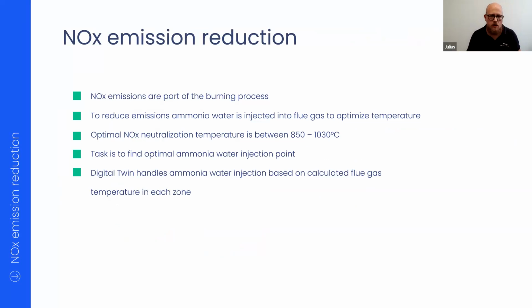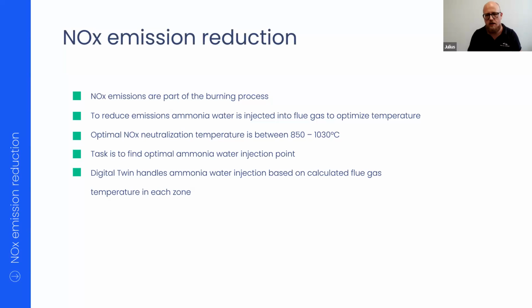Another module, for bigger power plants, is aimed at decreasing NOx emissions. They're a natural part of the burning process. It's impossible to remove them. But by injecting ammonia water into the flue gas at the right temperature, it's possible to mostly neutralize the NOx. The problem is that the neutralization process is most effective between 850 Celsius and 1030 Celsius. So now the task is to find the optimal zone for injecting the ammonia water.